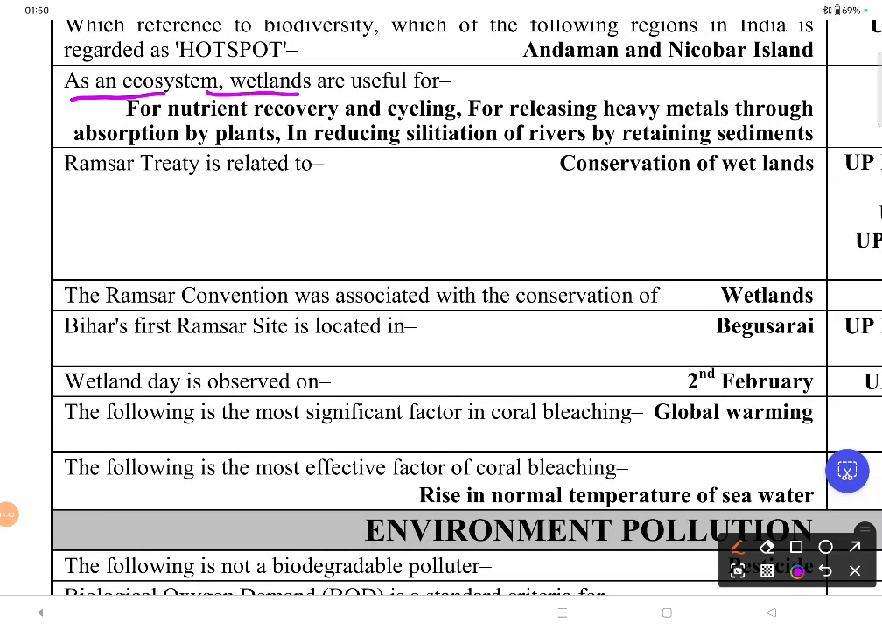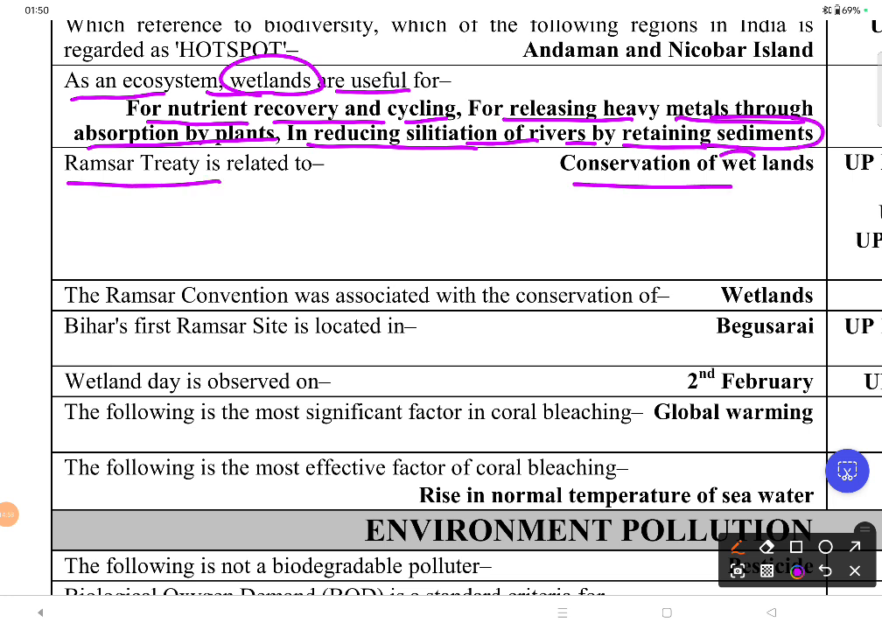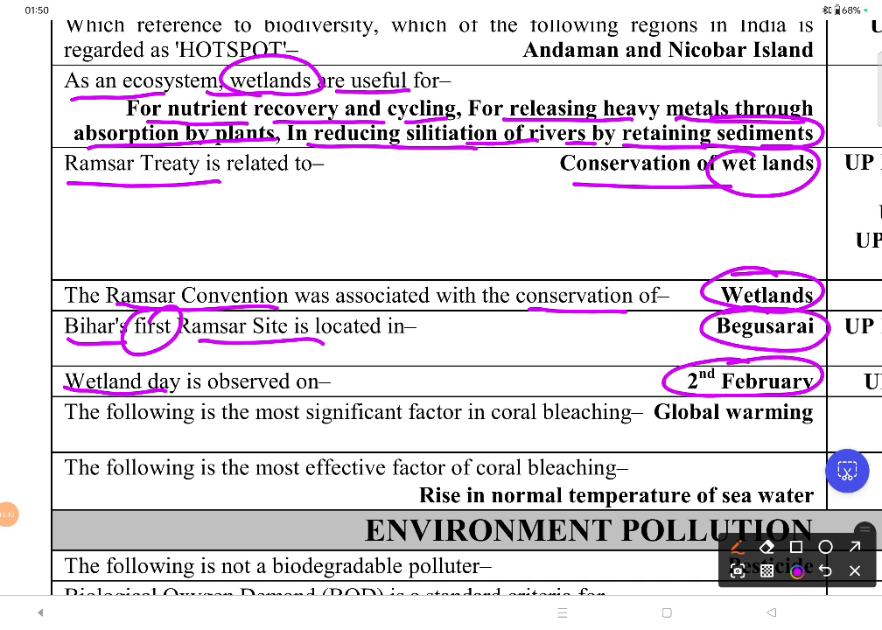As an ecosystem, wetlands are useful for nutrient recovery and cycling, for releasing heavy metals through absorption by plants, and in reducing siltation of rivers by retaining sediments. Ramsar Treaty is related to conservation of wetlands. Ramsar Convention was associated with the conservation of wetlands. Bihar's first Ramsar site is located in Begusarai. Wetland Day is observed on 2nd February.